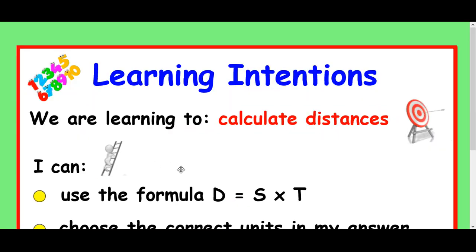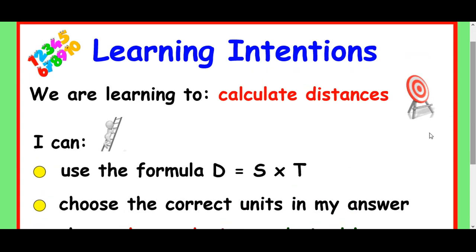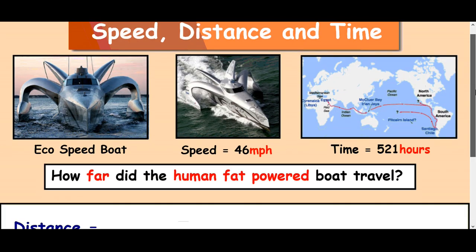So today's lesson is using this formula here, choosing the correct units. This is the formula I want you to write down into your jotter. To get the distance travelled, you do speed times time. So that's a formula you can use. As long as you know the speed and the time of whatever's travelling, you can certainly work out the distance. This can be used in any situation.